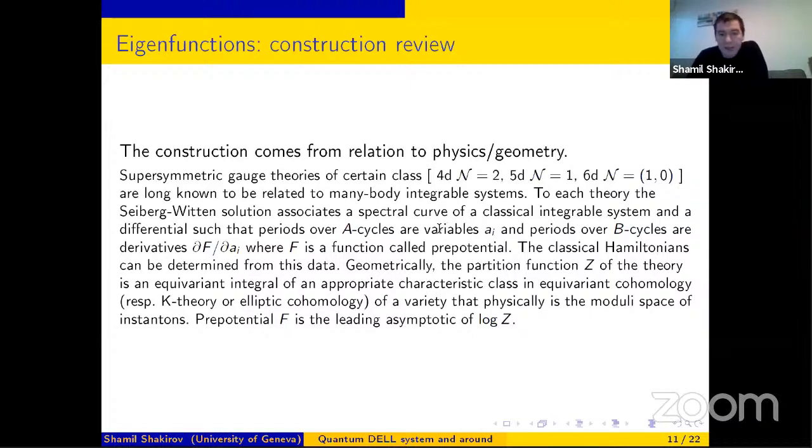One way to see this is through geometry, which is maybe personally appealing to me. Geometrically, the partition function of those supersymmetric gauge theories can be found as an equivariant integral of an appropriate characteristic class in the cohomology of a variety. You have a variety which physically has the meaning of the moduli space of instantons in a given supersymmetric gauge theory. Usually it's singular, so it's not really a manifold or a variety even, but I call this a variety for simplicity in this talk.